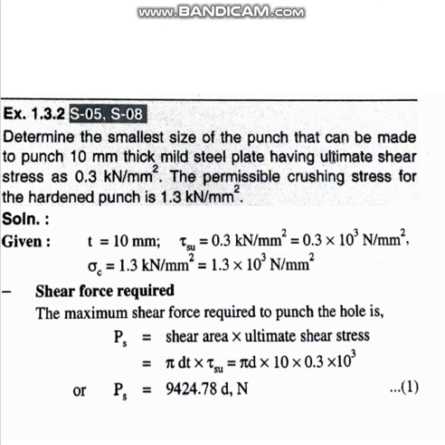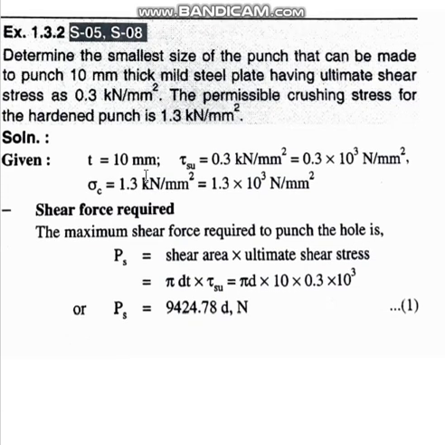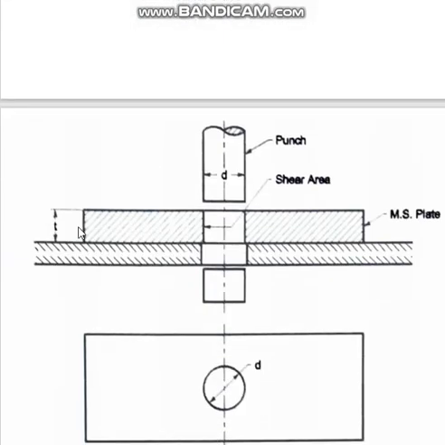Now the next question. What is the question actually? Determine the smallest size of the punch. The size of the punch means the diameter of the punch. D you have to find out. For the smallest size of the punch, there are two dimensions in this figure. One is this t, another is this D.